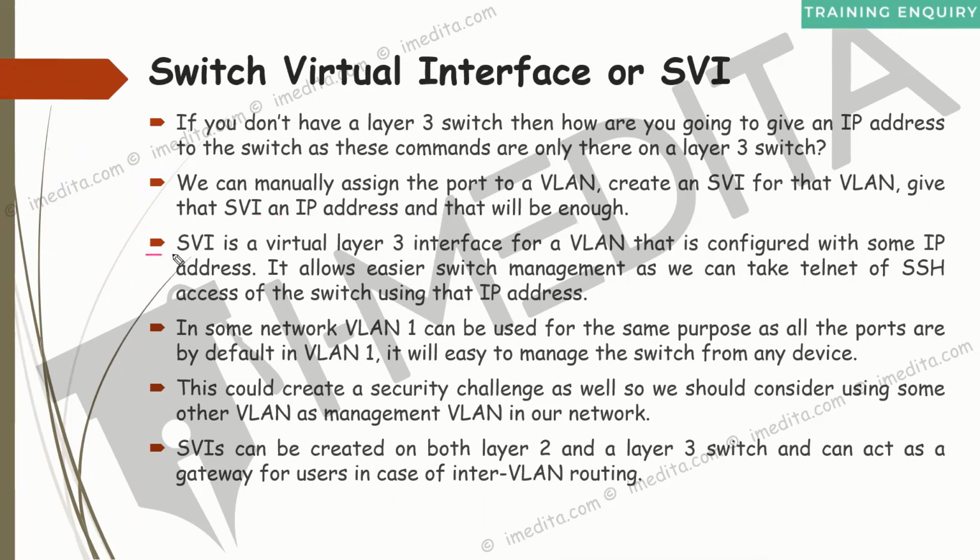So what is this SVI? SVI stands for switch virtual interface. It is a virtual layer 3 interface for the VLAN, which is configured with some IP address. SVI, or switch virtual interface, is basically a layer 3 interface for a particular VLAN. So I cannot change the port. The port is assigned to VLAN 99, and I cannot change that port into a layer 3 port. I can configure an SVI, interface VLAN, and I can configure it with the IP address.